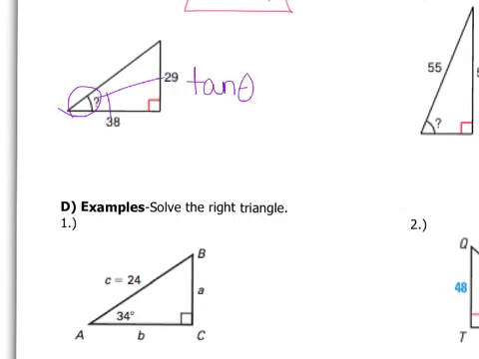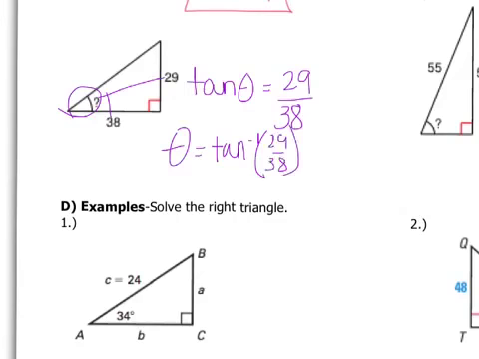you can use theta, you can use angle A, whatever, I don't care. I'm typically going to use theta. So tangent of theta is equal to the opposite side over the adjacent side. And then theta will be equal to the inverse tangent of that ratio. From this point, it's all a calculator issue.